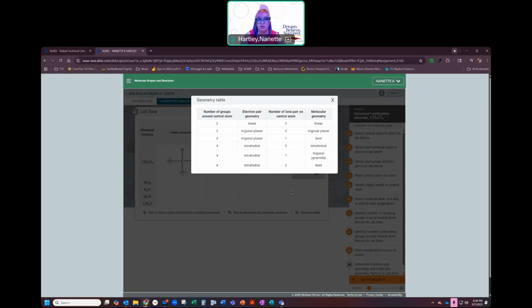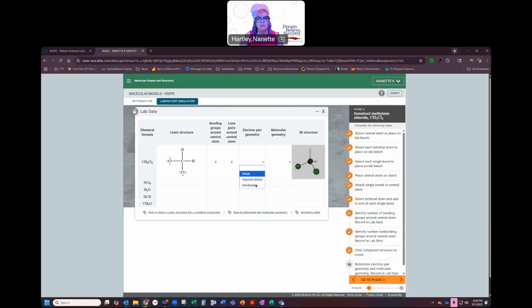So we had 4 bonds, no lone pairs. 4 bonds, number of groups that are in the central 4, no lone pairs. That is a tetrahedral electron pair geometry and a tetrahedral molecular geometry. Okay? So what happens when you do these is they'll have the same electron pair geometry, but if you change the number of lone pairs, it changes the molecular geometry. Okay, so that's what happens. So tetrahedral will go here, and our molecular geometry is also tetrahedral.